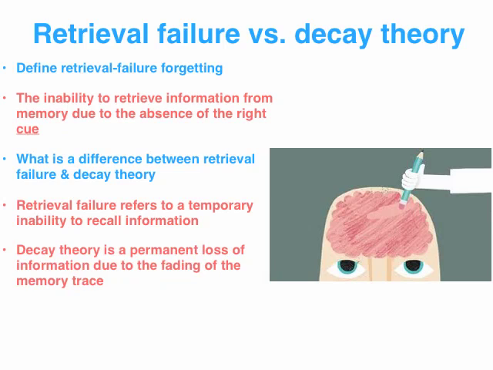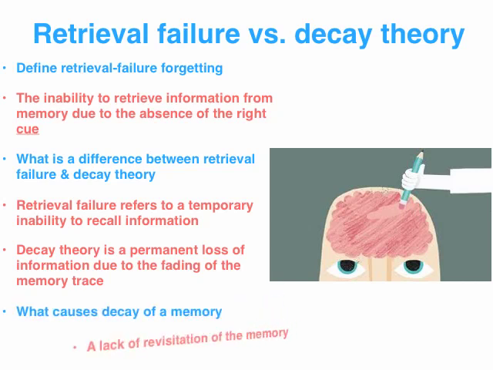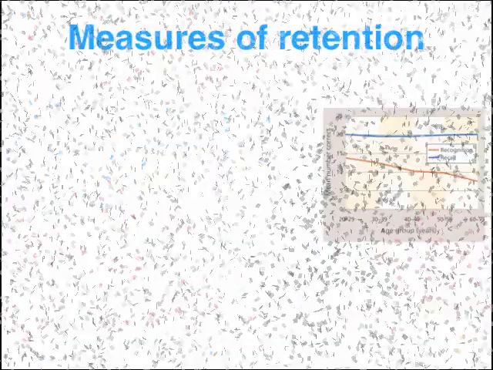Decay theory, on the other hand, is a permanent loss of information because the memory trace has faded due to the lack of revisitation of the memory. So these episodic memories that we formed earlier in life, they haven't been revisited, hence the memory is permanently gone. Measures.